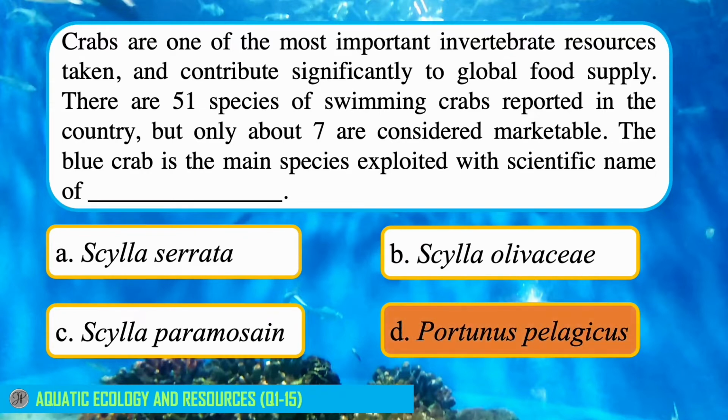The answer is letter D, Portunus pelagicus. Scylla serrata is a giant mangrove crab. Scylla paramamosain is a scientific name of green mangrove crab. And Scylla olivacea is commonly known as orange mangrove crab. And we also have Scylla tranquebarica, or known as purple mangrove crab.